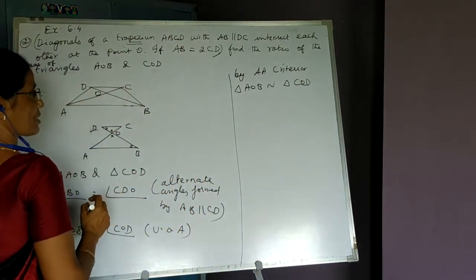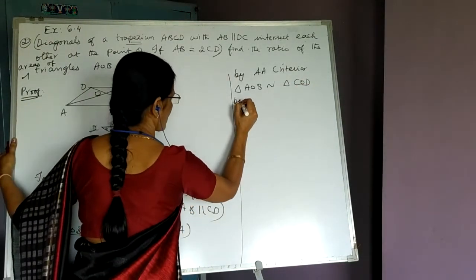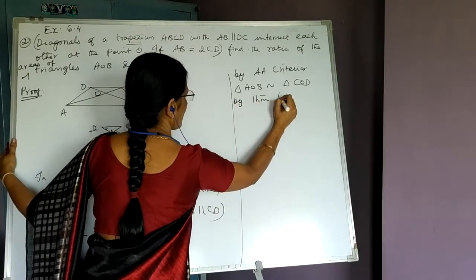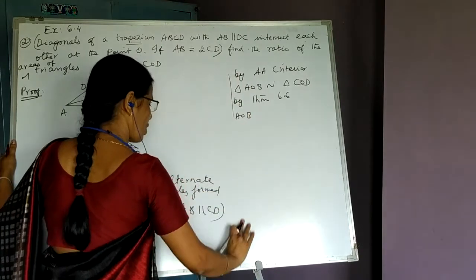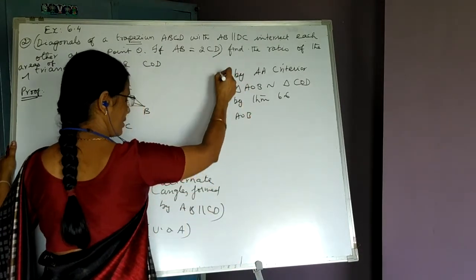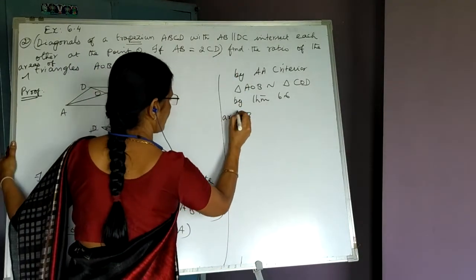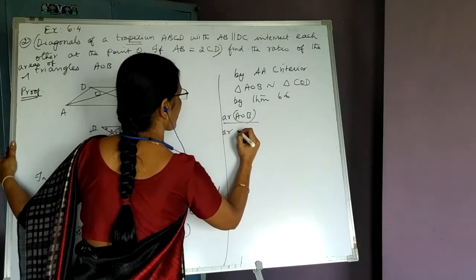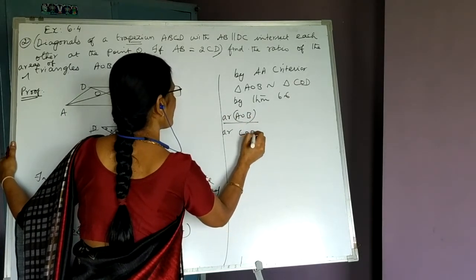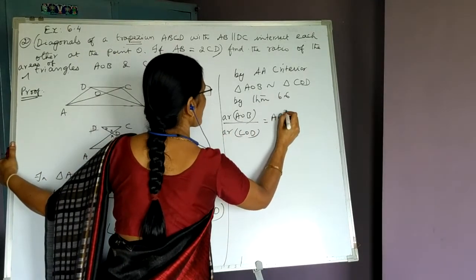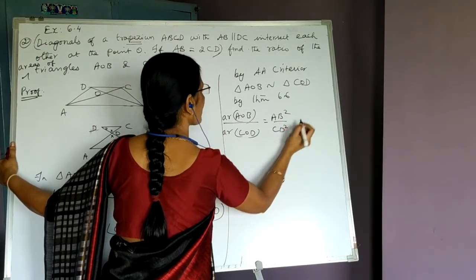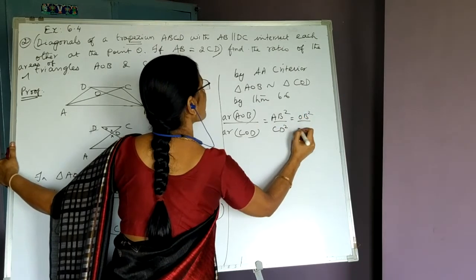When two triangles are similar, we know by theorem 6.6, the ratio of areas of these similar triangles is proportional to the squares of their corresponding sides. AB square upon CD square, OB square upon OD square.